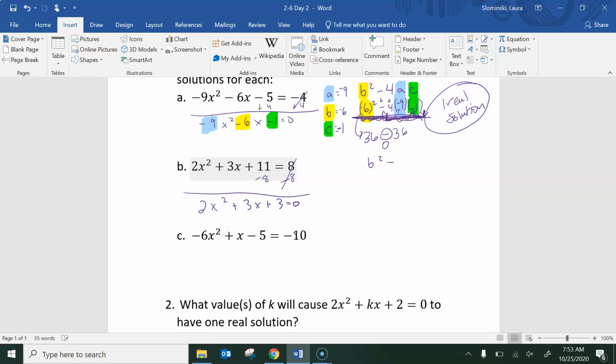I go to find the discriminant. I identify A, B, and C. A is 2, B is 3, C is 3 as well. So I do b squared, which is 3 squared, minus 4, A is 2, C is 3. So usually that's how I write it out.